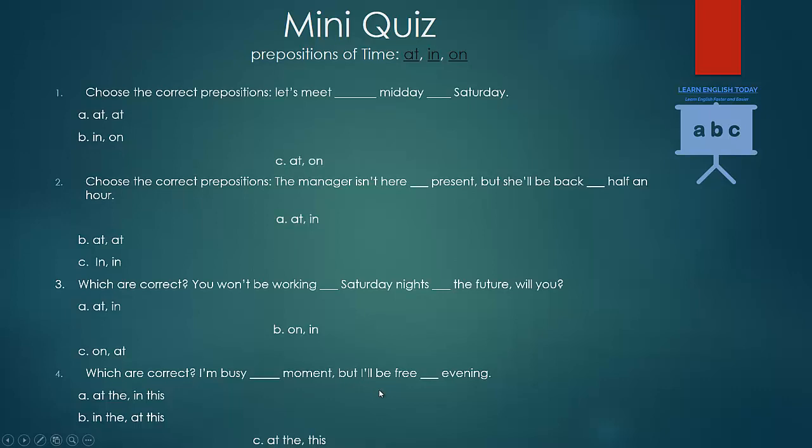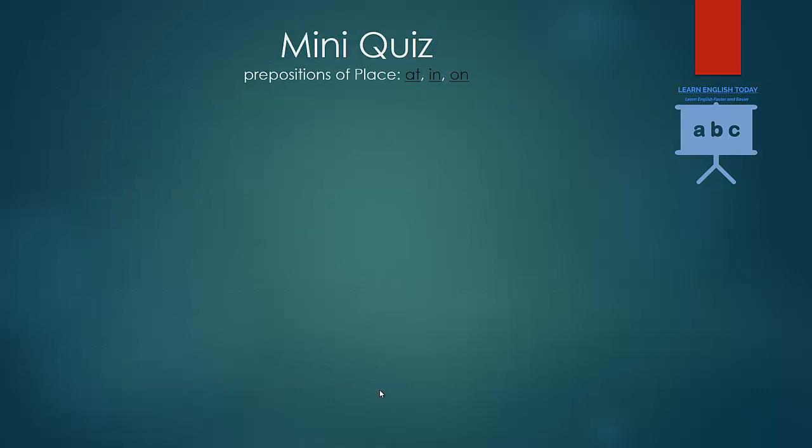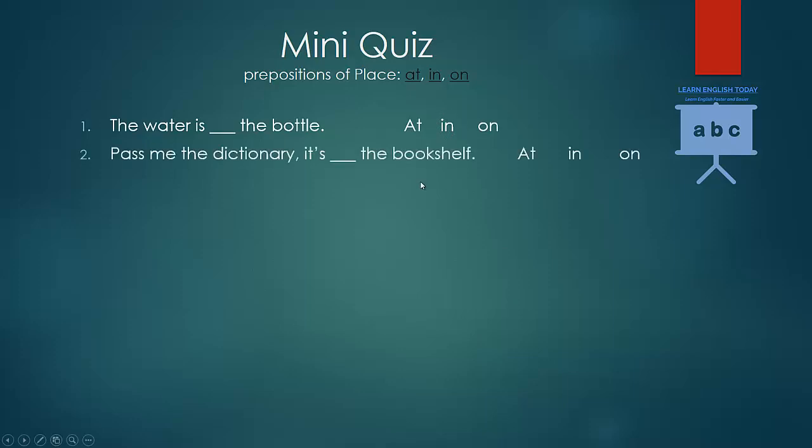Very nice. Let's take another quiz about prepositions of place, at, in, on, so where we can use them. The first one. The water is the bottle, at, in, on. Which one is correct? In the bottle. Yeah. The next, number 2. Pass me the dictionary. It's the bookshelf, at, in, on. So which one is correct? Exactly, on the bookshelf, because it is a surface.